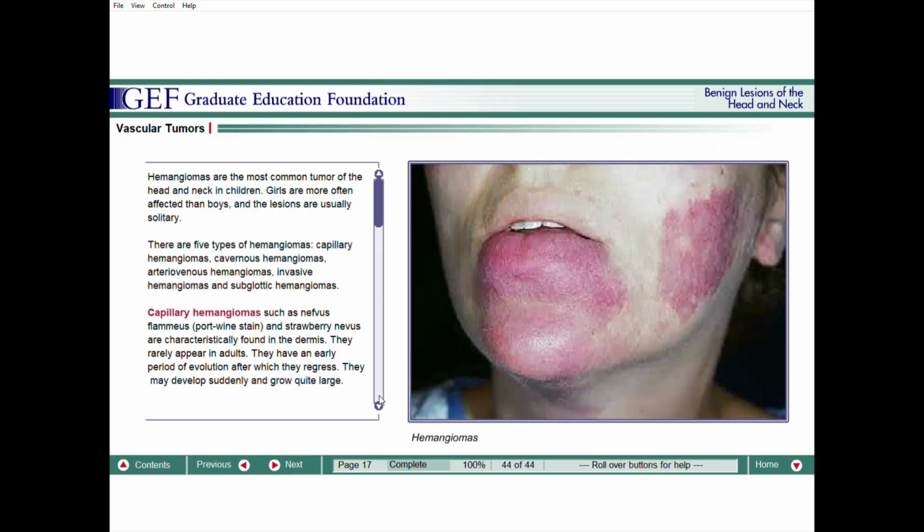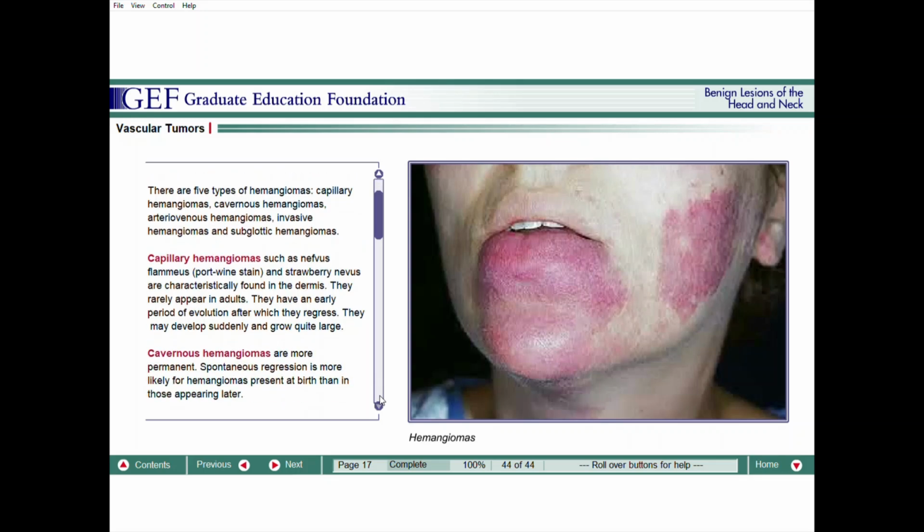Hemangiomas are the most common tumor of the head and neck in children. Girls are more often affected than boys, and the lesions are usually solitary. There are 5 types of hemangiomas: capillary hemangiomas, cavernous hemangiomas, arteriovenous hemangiomas, invasive hemangiomas, and subglottic hemangiomas.